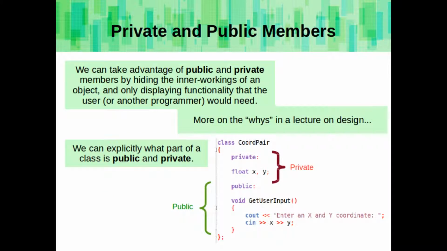We can take advantage of public and private members by hiding the inner workings of an object and only displaying the functionality of what the user, or another programmer, would need. More on the whys of this in another lecture. We can explicitly declare what is public and what is private with the public and private keywords inside of the class.